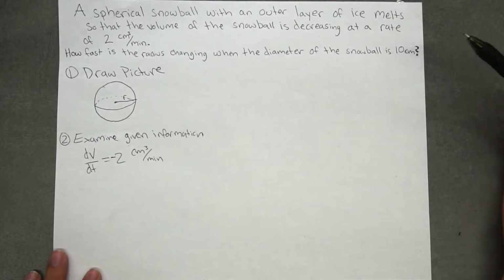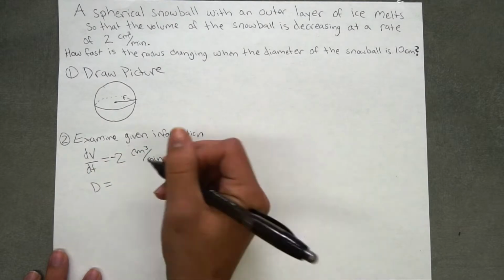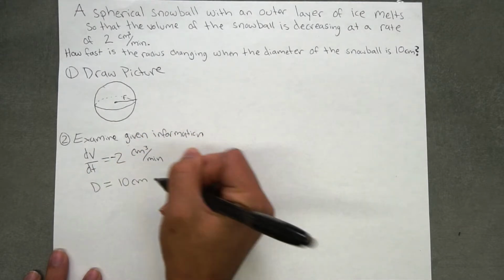It also tells us that the diameter of the snowball is 10 centimeters, so I'm going to use a D for diameter.